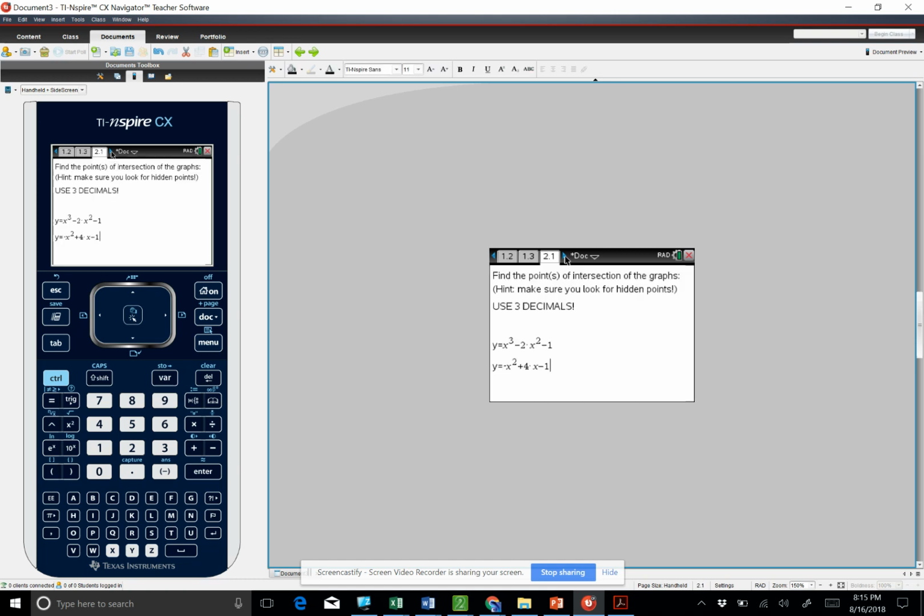All right, the second thing you have to be able to do with your calculator is find the points of intersection of 2 graphs. You need to also make sure, notice there's a little hint there, make sure you look for the hidden points. And we, again, always use 3 decimal places where we truncate. So I'm going to copy and paste these 2 in, but you can go ahead and type them in. So I'm going to hit Control-C.